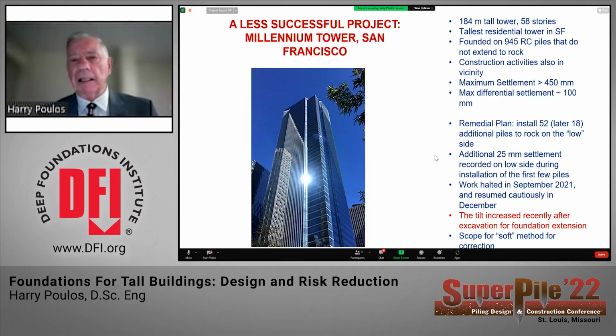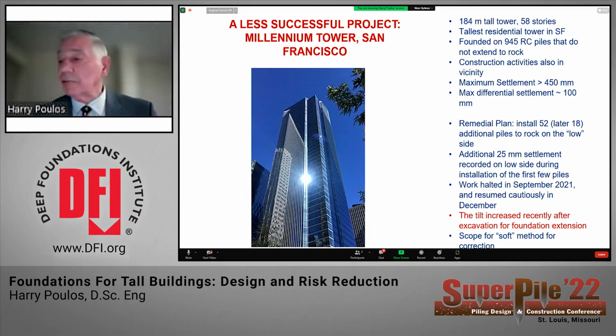Now, finally, not such a good story. And I think I need to be very careful when I talk about this because I'm just basing my comments on what is publicly available information. But this is a very well publicised and unfortunate case history of the Millennium Tower in San Francisco, the tallest residential tower in that city.